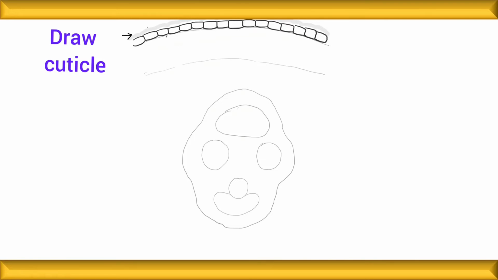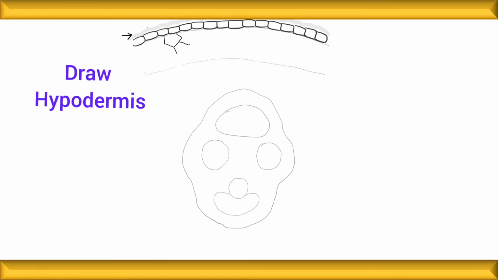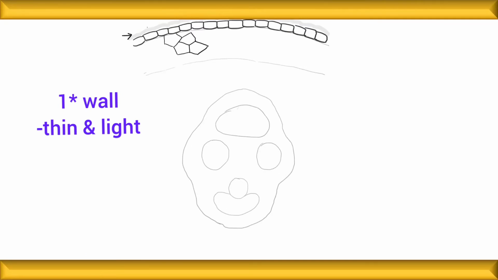Next, you're going to draw the hypodermis. Remember, the hypodermis is sclerenchymatous. The sclerenchyma has a primary wall which has to be drawn thin and very light with a gentle touch of the pencil. So here you will have to draw polygonal cells which can be any sided, 3-sided, 4-sided, preferably 5-sided, and make variations in the size.